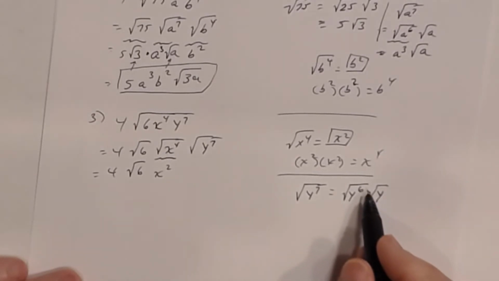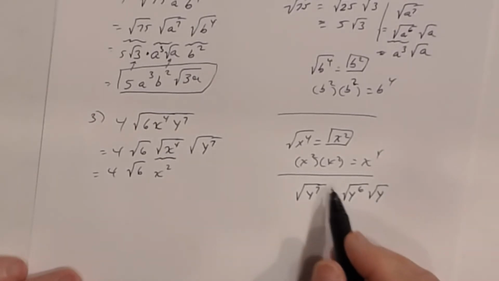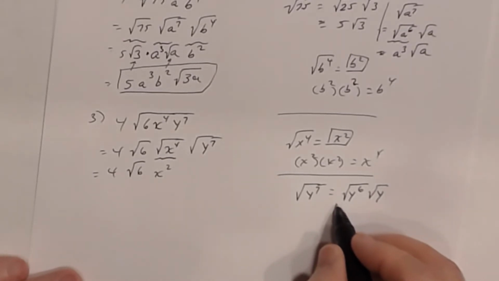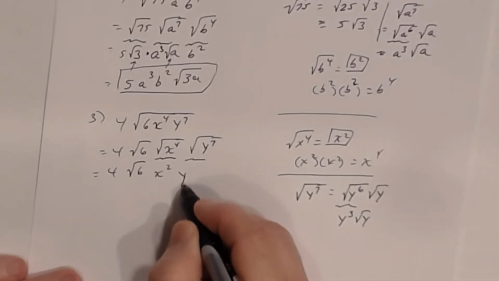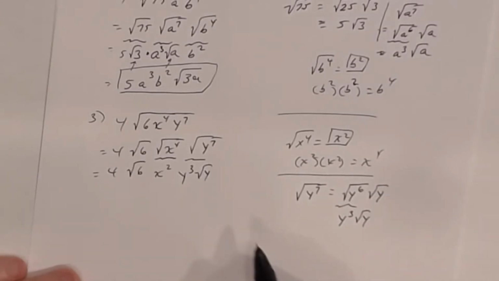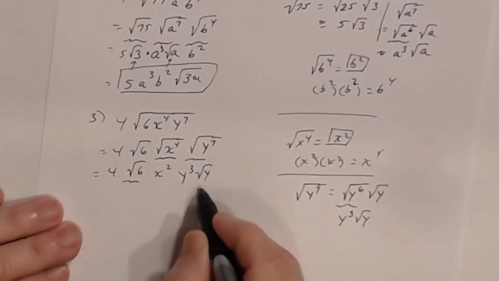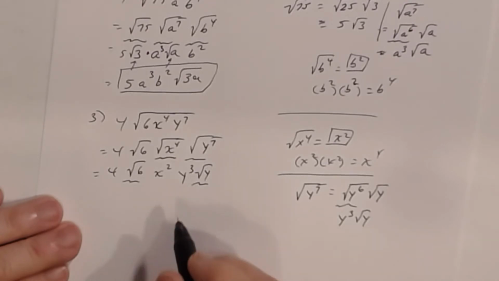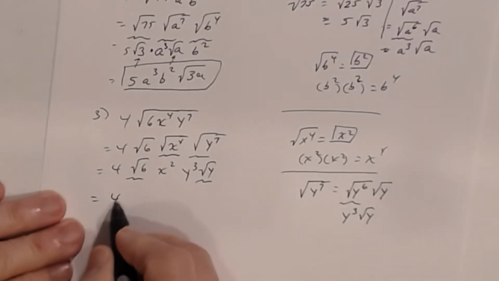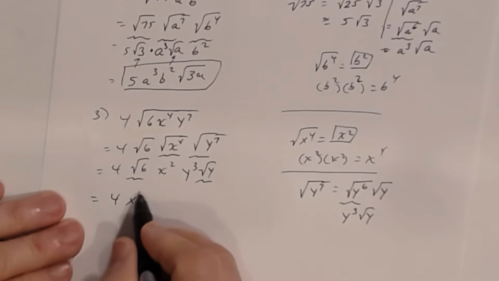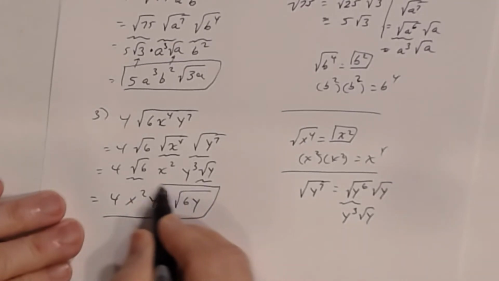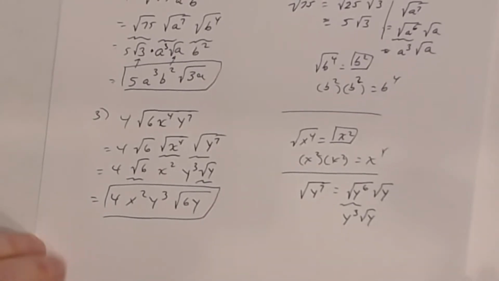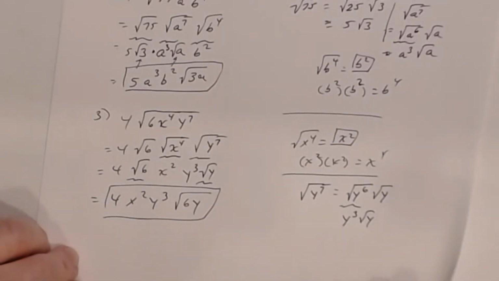When you multiply like bases, you add exponents. 6 plus 1 is 7. And the square root of y to the 6th, 6 divided by 2 is 3, so that's just y cubed square root of y. So that goes here. y cubed square root of y. And then your final answer, you want to rewrite these two square roots as one square root. So your answer is going to be 4 x squared y cubed times the square root of 6y. All right, so that's the way you need to write it. Okay, number 4. So let's do number 4.